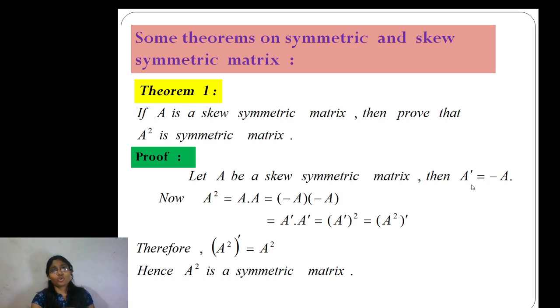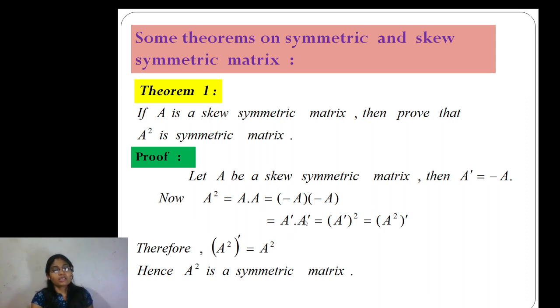A transpose or A dash, we can denote it by either. A dash equals minus A; we could also write A transpose equals minus A, no problem. Prove that A square is a symmetric matrix. So now A square equals A into A, and A means minus A, so minus A into minus A.